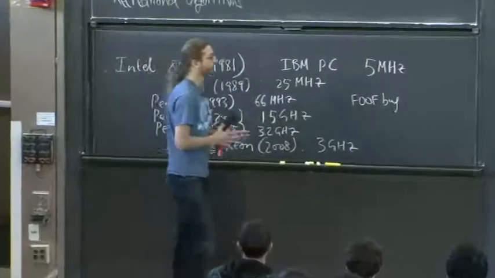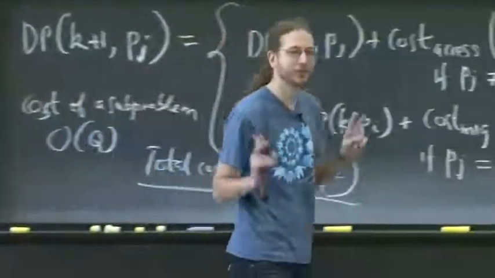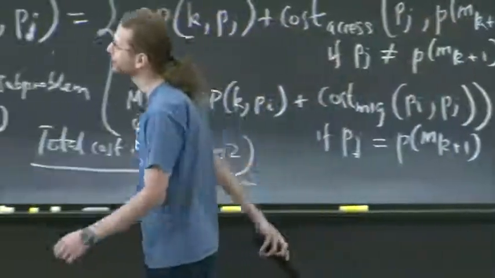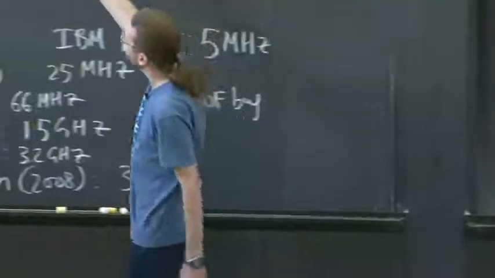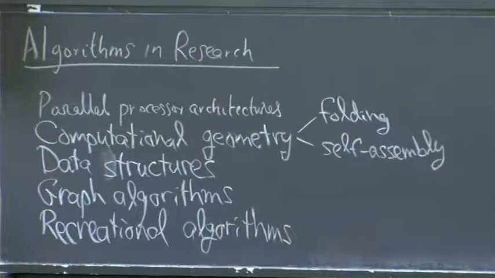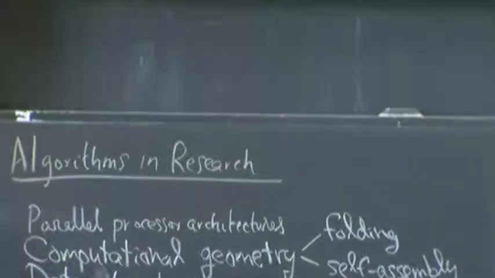Srini talked about one topic in detail. I'm going to talk about many topics in less detail, as I said, shallowly. And these are my main areas of research. I do geometry, in particular folding, and data structures, graphs, and recreational algorithms. That's the really fun stuff. And a lot of these have corresponding courses.